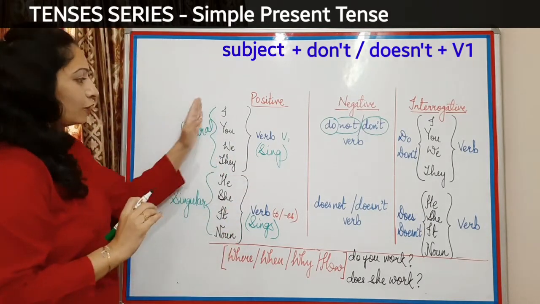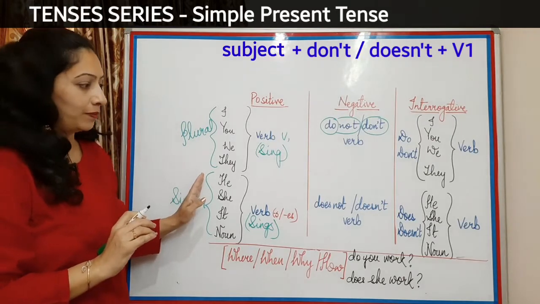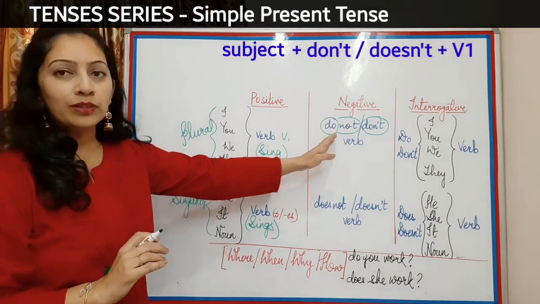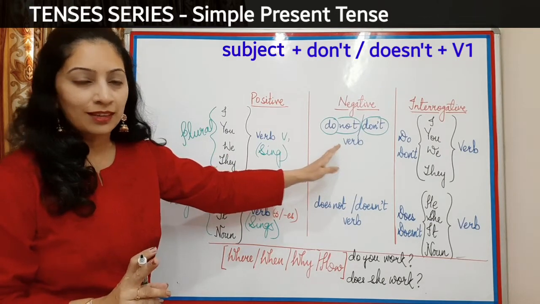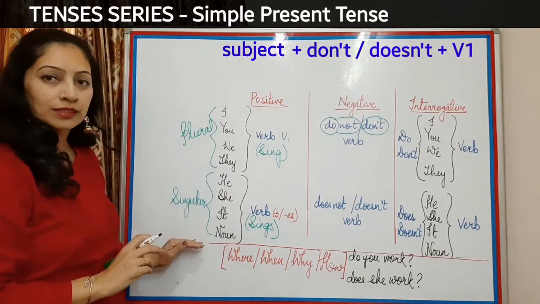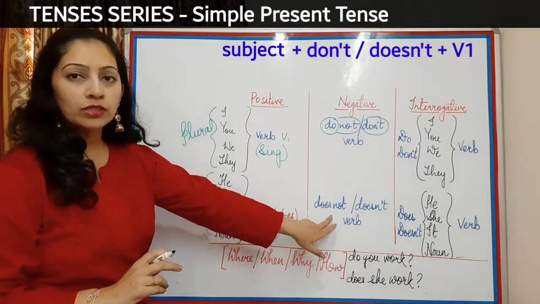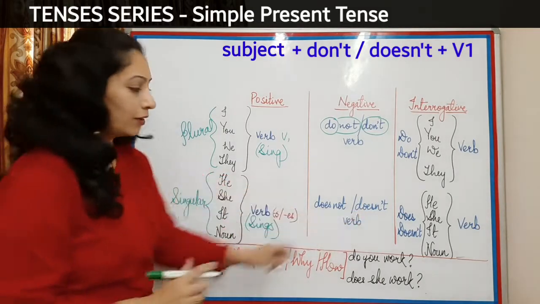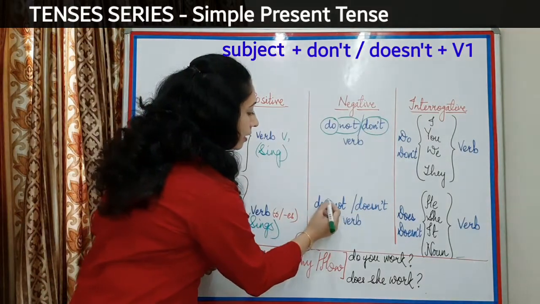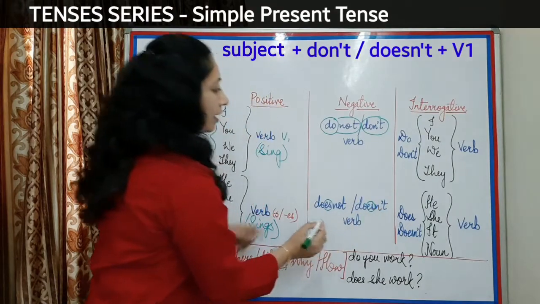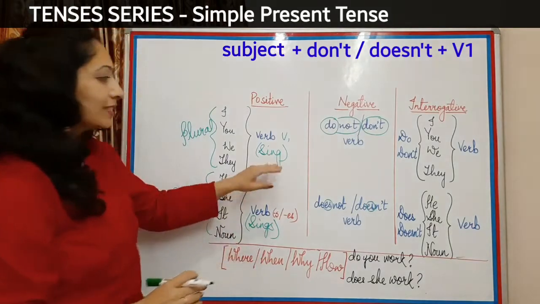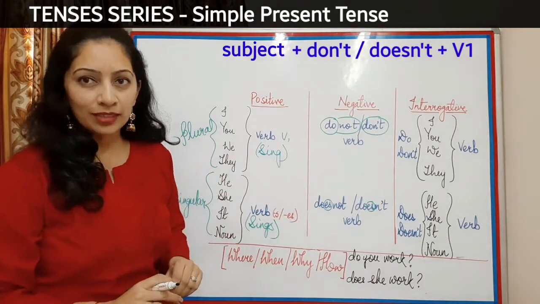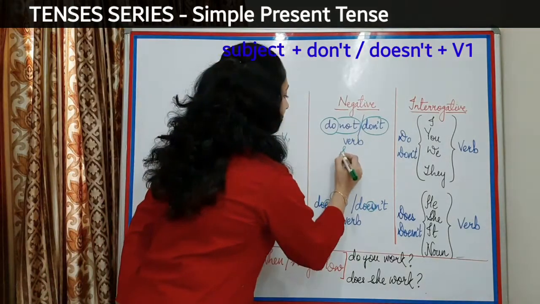Look here. For plural subjects, we will use do not or don't. No s added to it. Remember this. And for singular subjects, we will use does not or doesn't. Now if you look here, es is added to it, and if you look at this, no es is added. Let's make a sentence along with the example. Sing.